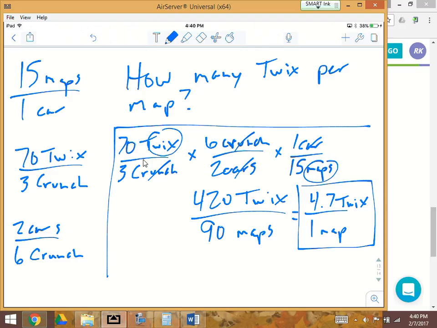But just make sure you're carefully going through and getting rid of the labels that you don't want and keeping the labels that you want by using dimensional analysis.